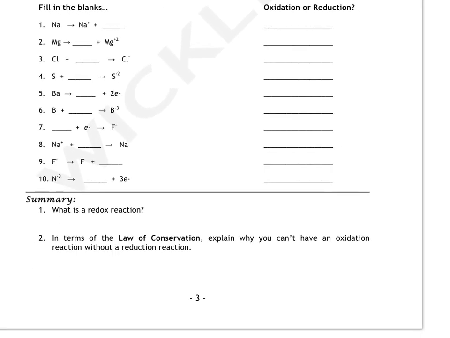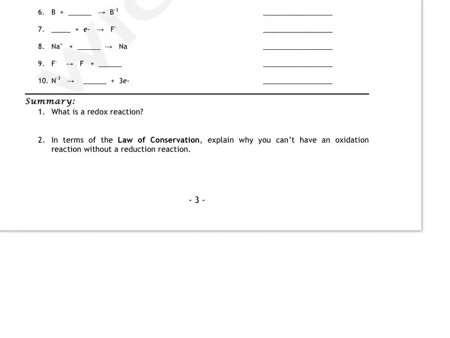So we're going to get these guys copied down. We'll fill them out in class tomorrow, and then also these summary questions should be copied down. And we'll fill those out in class tomorrow as well.